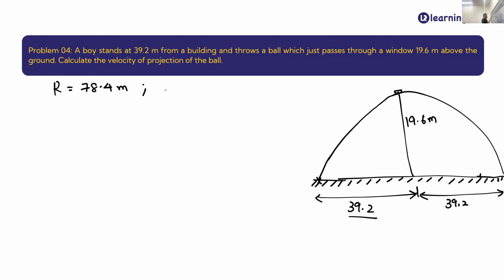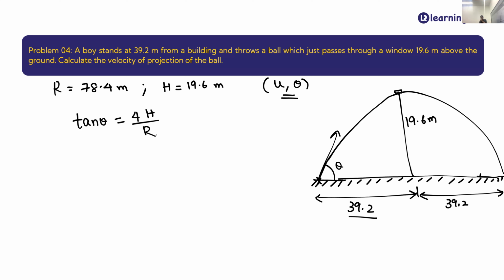Then what about the height? 19.6 meter, right? You need to calculate the velocity of projection, but there is hidden information in this. They didn't give you the angle of projection. Whenever range and maximum height are given, u and theta are the two important parameters needed to solve the problem. They are asking u in this problem, unlike the previous one. So first we will find the value of theta. How to do that? We derived that tan theta is equal to 4 times H divided by R.